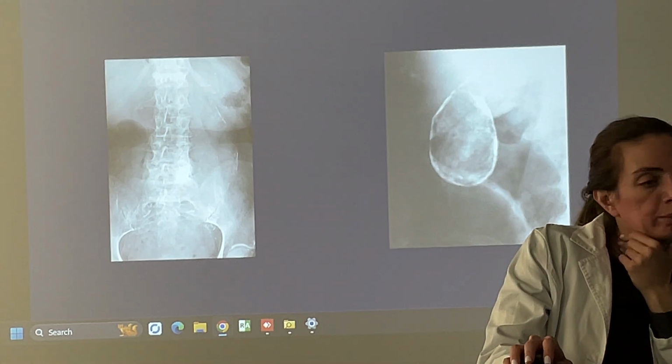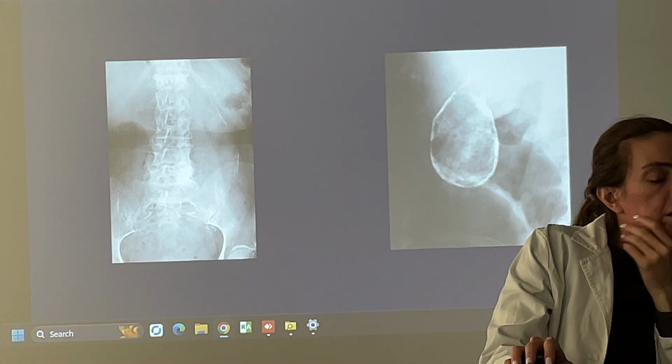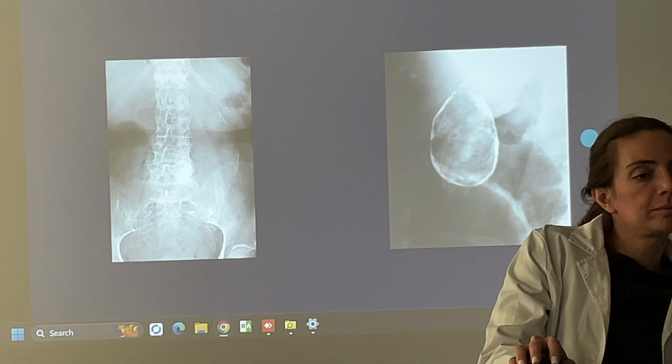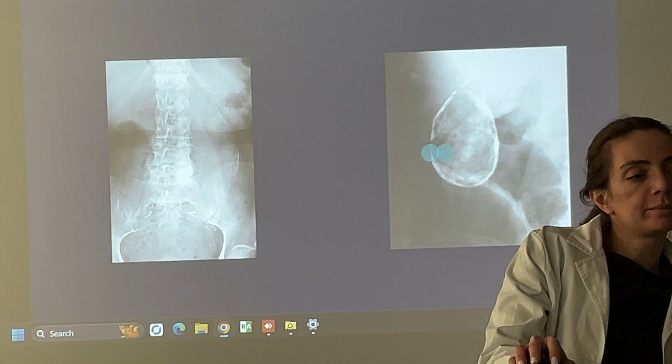What can you see abnormal on this? This is the gallbladder. Which one? This one? Yes. Okay. And this. And what is this?